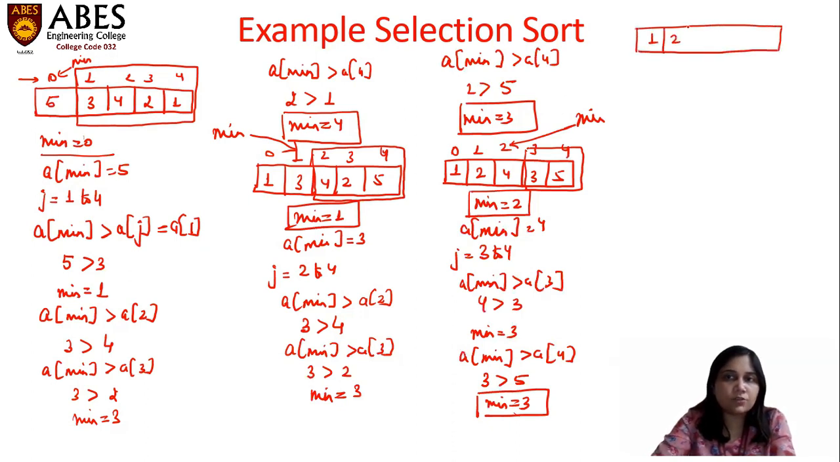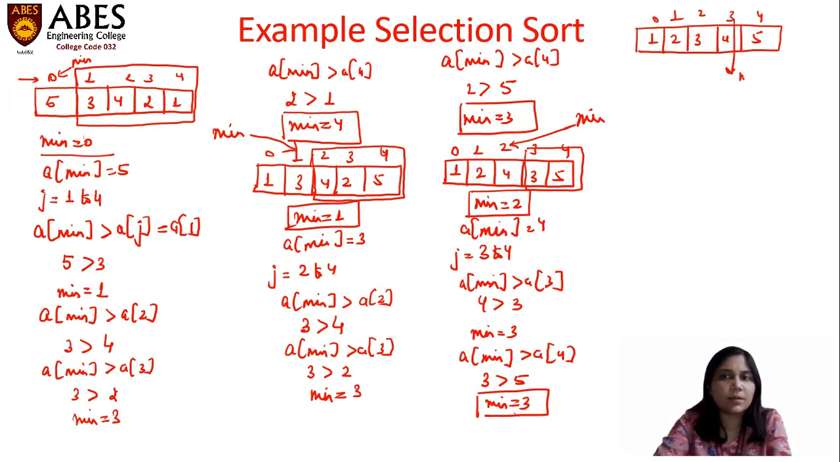So it will be 1, 2, 3, 4, and 5. Till here you can find that my array has been sorted, but it might still be possible that here it would have been 5 and here it would be 4. So unless I traverse the entire array, we are not going to stop this loop.